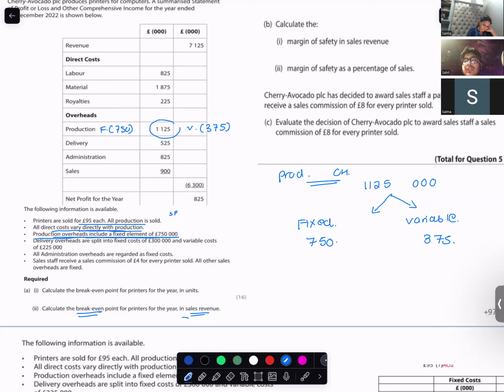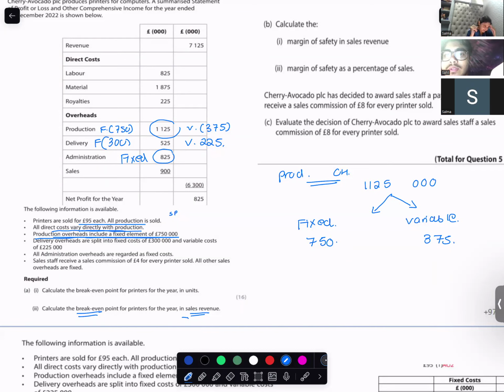Delivery overheads are split into fixed cost of 300,000 pounds and variable cost of 225,000 pounds. The delivery overhead is 525: 300 goes for fixed costs, and the remaining 225 goes for the variable cost. All administration overheads are regarded as fixed costs, so the whole 825,000 is considered fixed cost. When you're solving, you need to do the markings.